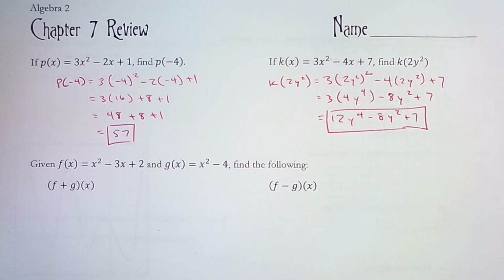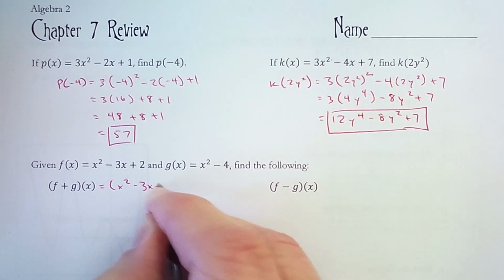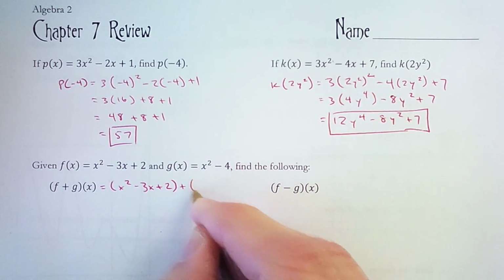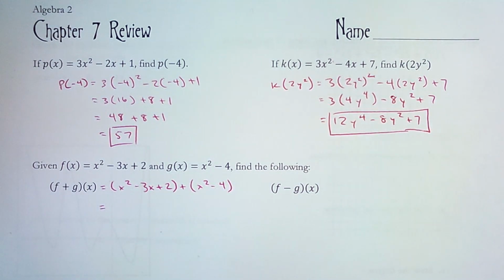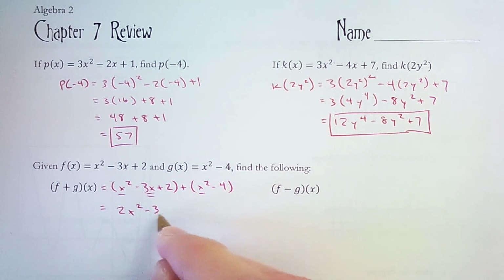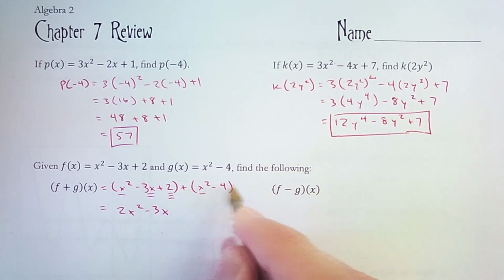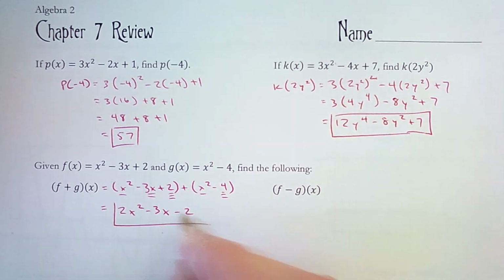Next, we are going to add two functions, f plus g. So function f plus function g, that is x squared minus 3x plus 2 plus x squared minus 4. And we can combine like terms. We have x squared and x squared. That makes 2x squared. -3x is combined with nothing, so minus 3x. And then we have 2 minus 4, which is -2.